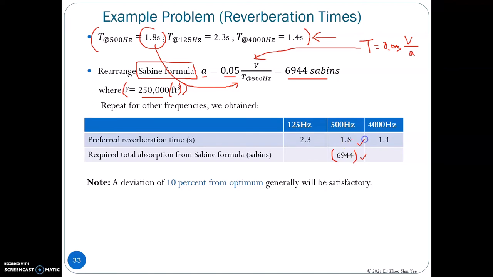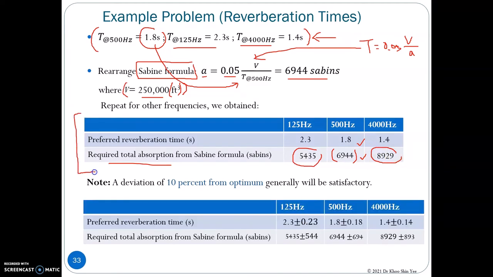Based on the recommended optimal reverberation time for the multi-purpose auditorium, we have successfully obtained the required total room absorption at 500 Hz. By substituting the reverberation time at 125 Hz inside, you should obtain A is equal to this number, and you continue to substitute the reverberation time at 4000 Hz inside, then you should obtain A equal to this answer. So this is the design based on the optimum value.